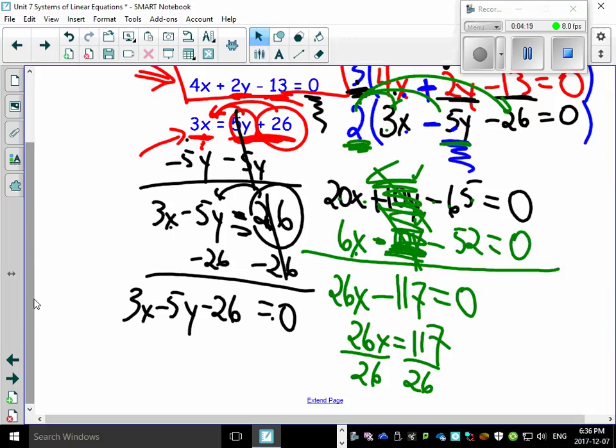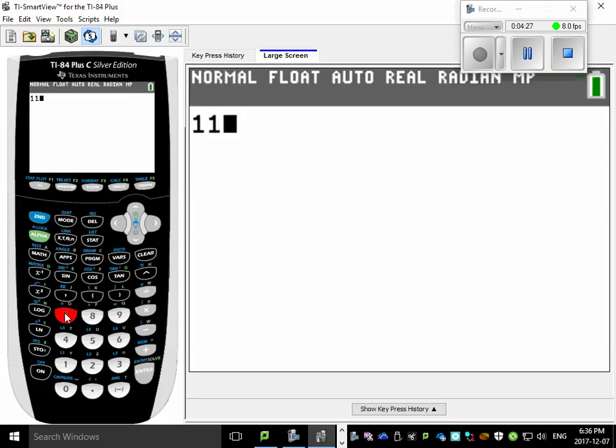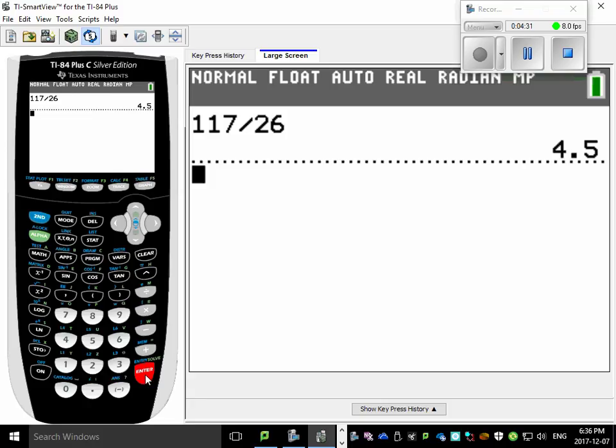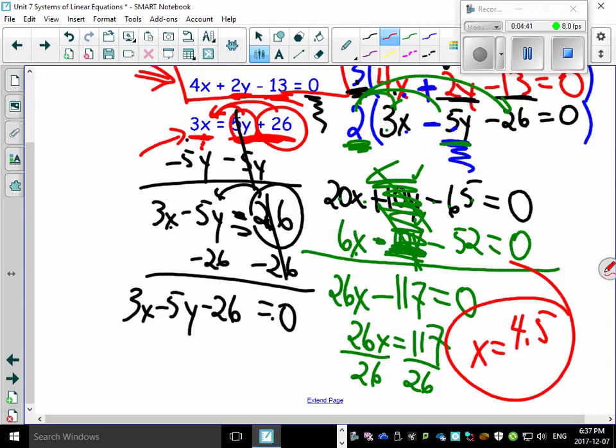I have no idea what that's going to work out to be, so I'm going to bring up my calculator. 117 divided by 26. Let's do it. 117 divided by 26 works out to be 4.5. Lovely. It works out to be 4.5, which is an ugly number. 4.5. There's my number. Now, I can take that number and substitute it back into one of my original equations. One of these two messes up here.